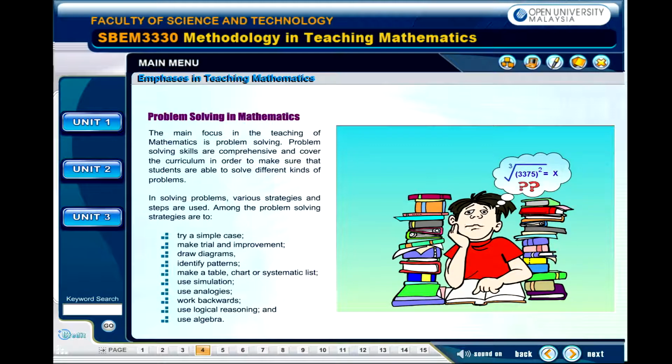The main focus in the teaching of mathematics is problem solving. Problem solving skills are comprehensive and cover the curriculum in order to make sure that students are able to solve different kinds of problems. In solving problems, various strategies and steps are used. Among the problem solving strategies are to try a simple case, make trial and improvement, draw diagrams, identify patterns, make a table, chart, or systematic list, use simulation, use analogies, work backwards, use logical reasoning, and use algebra.